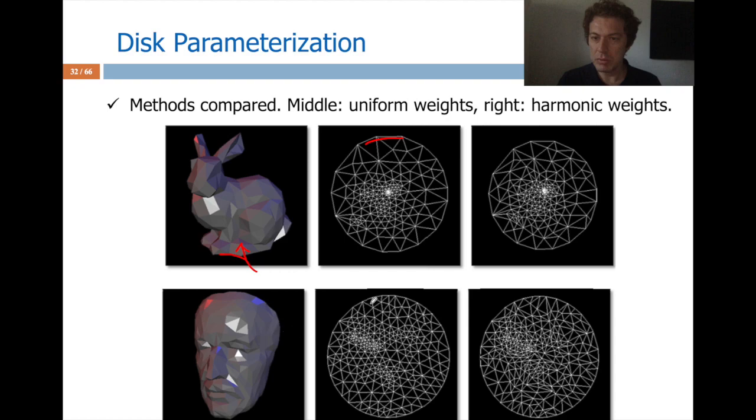Anyway, in the uniform case, every vertex is literally in the center of its neighbors. So this may not respect the original geometry here. But in the harmonic case, they are not necessarily in the center. So I see this guy, for instance. It is not right in the center, right? It is a little bit deviated, which is okay because in the original one, it is like that.